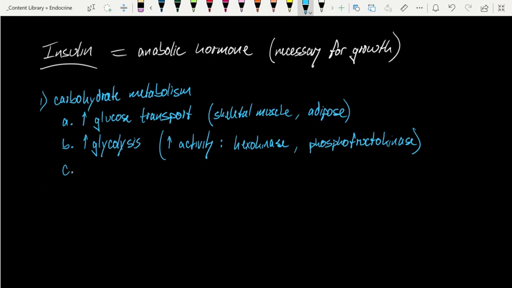And then the third thing we want to think about with carbohydrate metabolism is increased glycogen synthesis. If insulin is up, it's because I have an abundance of glucose, and therefore it's a great time to store glucose in the form of glycogen.